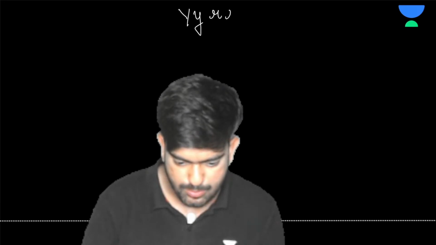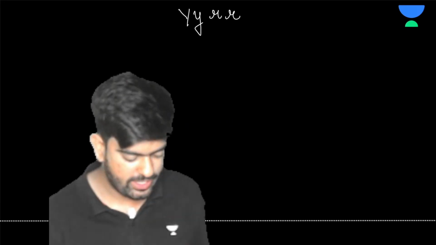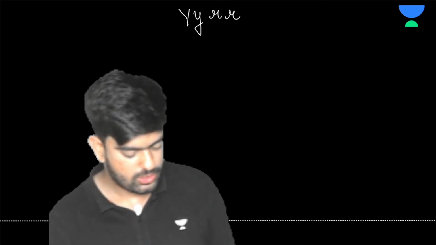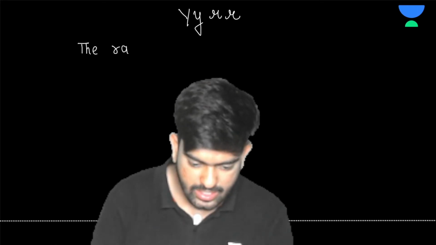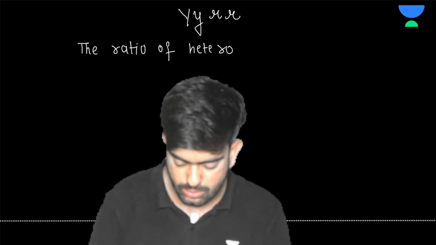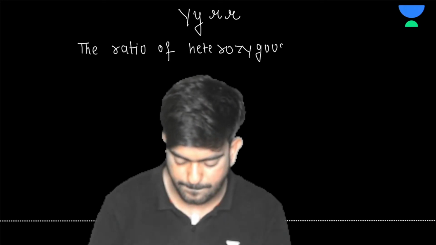My first question is that, let's suppose we have capital Y, small y, and then we have small r and small r. This is the genotype I'm going to give. The question is capital Y, small y, capital R, small r. I need you to calculate the ratio of heterozygous pairs.